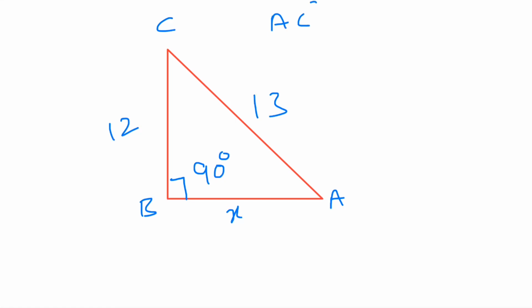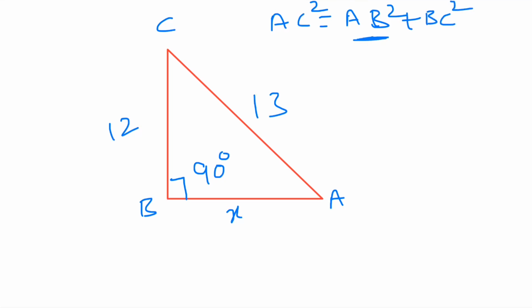So in this right angle triangle, suppose this is 90 degrees. If we know that this side is 13 and this side is 12, we need to find this side. So let us say this is X. We will name it ABC. As we know from Pythagoras theorem, the square of the hypotenuse is equal to the sum of squares of the other two sides, AB square plus BC square.